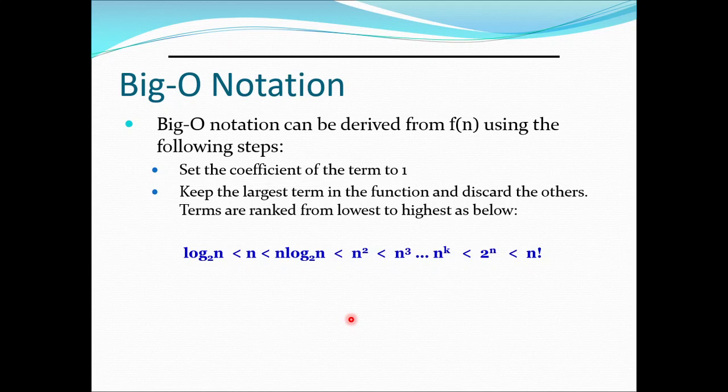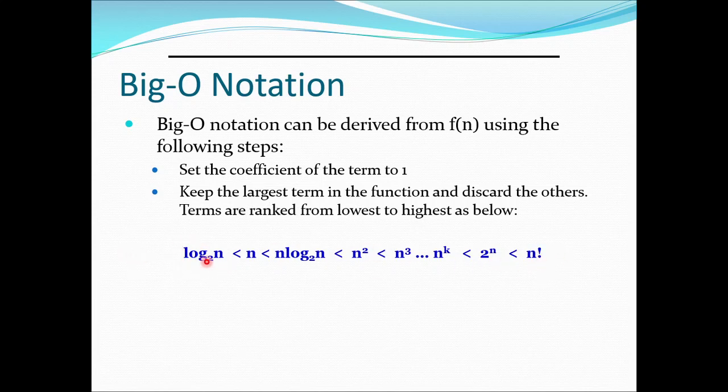Now, when we want to find the big O notation, we need to follow a few steps and remember all the terms. The first step is to set the coefficient of the term to 1, that is, remove all the coefficients. The second step is to keep the largest term in the function and discard the others. That means we remove all the smaller terms and keep the largest. So what is the smallest and what is the largest? We follow the ranking of the terms from lowest to highest, from smallest to largest.